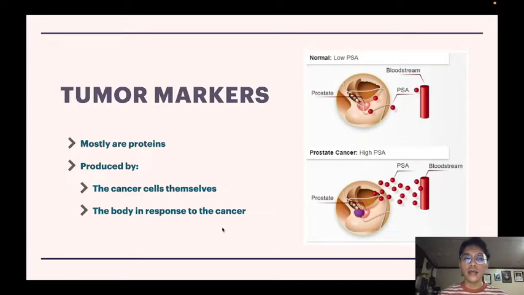Pero there are also times na our body, so yung other parts ng ating body, kunyari when you have yung mga lung cancer, pwede na yung other parts ng ating lung aside from the cancer cells themselves will produce the tumor marker. So not always ang cancer cells ang nag-produce ng tumor marker. So pwede yung body natin in response to the cancer.